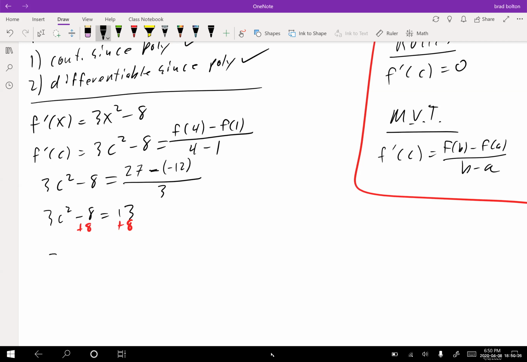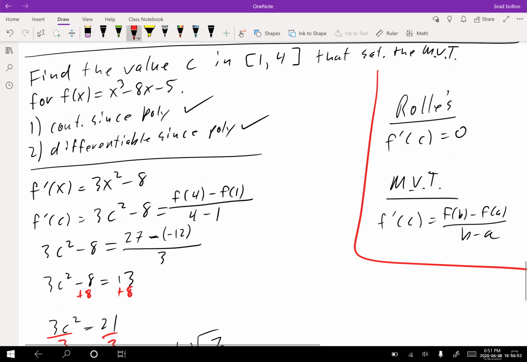So we now have 3c squared is equal to 21. Divide both sides by 3, and we should be good. So we have c squared is equal to 7. And then we're going to square root both sides to cancel. And we have c is equal to plus or minus root 7. Okay. However, what do you notice about the square root or negative square root of 7?